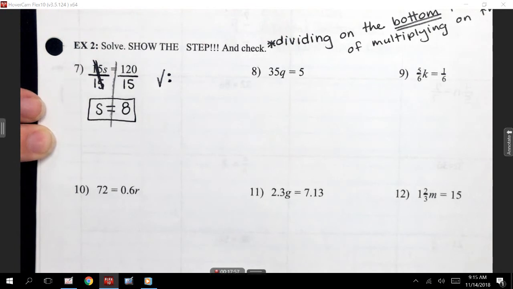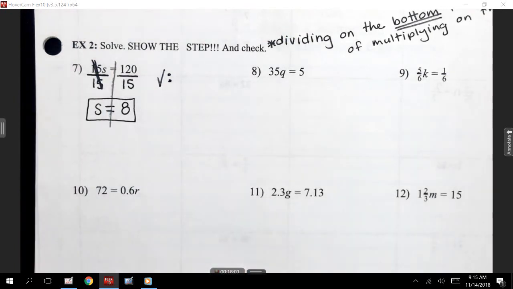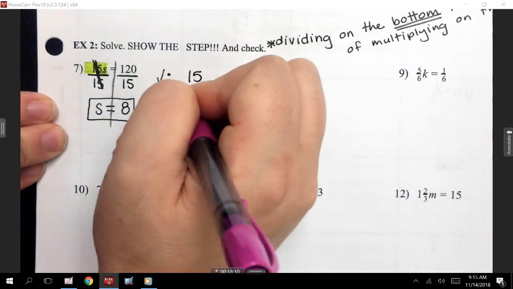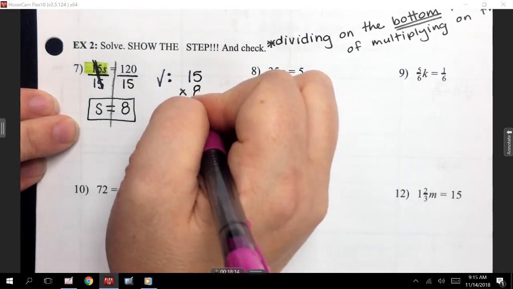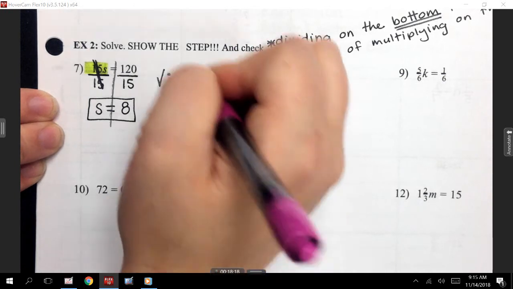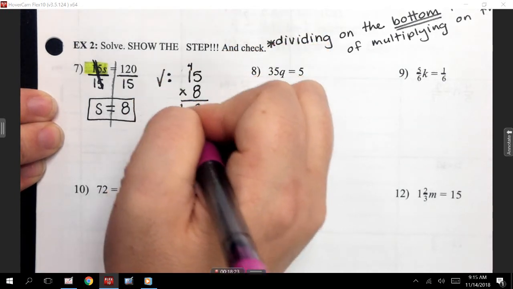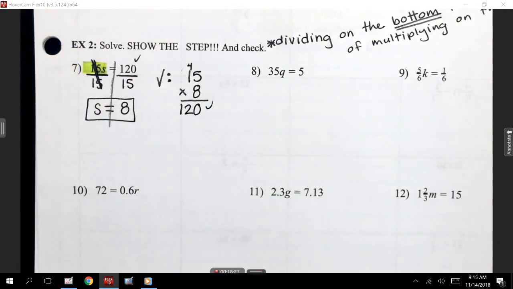Okay, let's check it. So, just to make sure, when I look at the problem, my original problem said 15s, right? So I'm going to write 15 times, and what is s going to be? 8. So 15 times 8. 8 times 5? 40. Carry my 4. 8 times 1? 8 plus the 4? 12. Is that what I needed? Yeah, so is 8 the good choice?